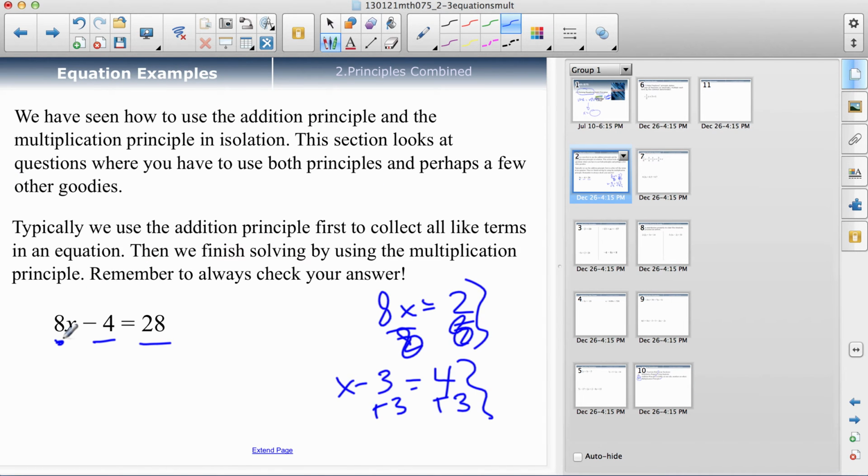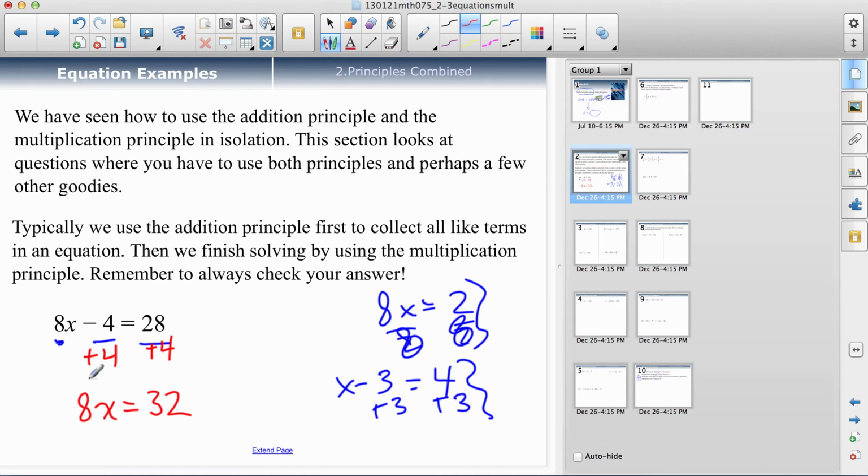So in this question here, when I've got 8x minus 4 equals 28, you're automatically maybe thinking, oh, just divide everything by 8. And you could do that. However, it's easier if you first collect all the like terms by using the addition or subtraction principle. So for this particular one, what you would do first is, since I'm subtracting 4, then I would add 4, and that would cancel that out. If I add 4 on this side, I'd have to add 4 on that side. So on the left side, I'd be left with 8x equals whatever 28 plus 4 is.